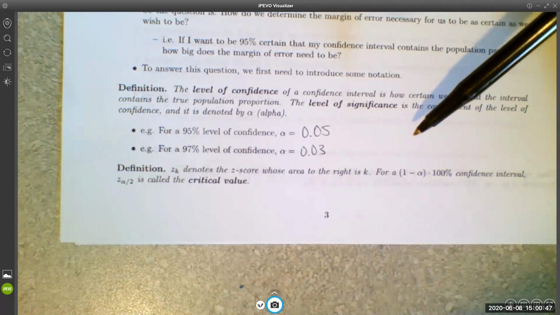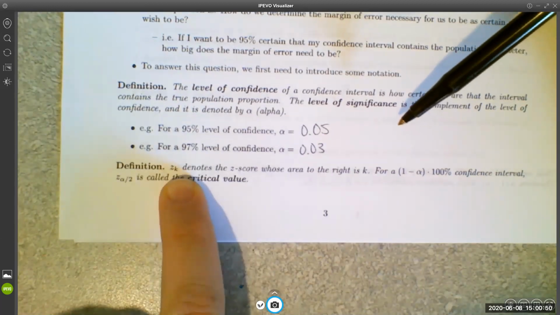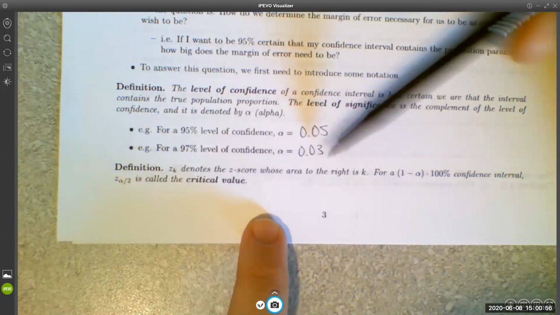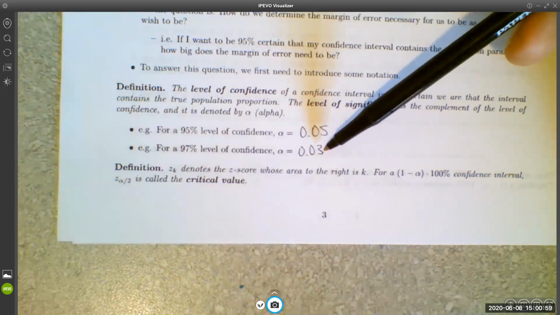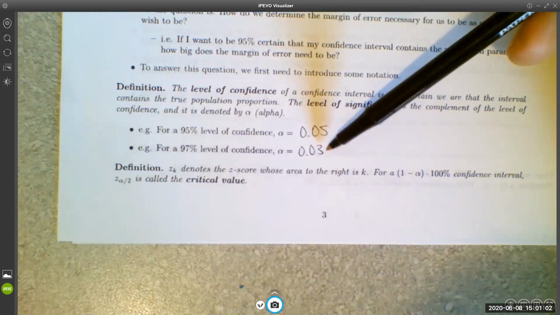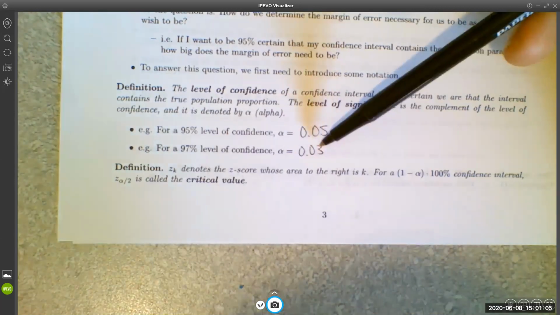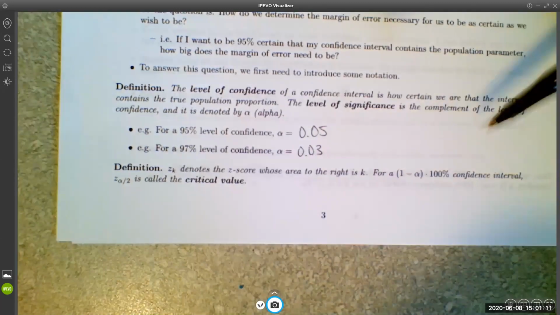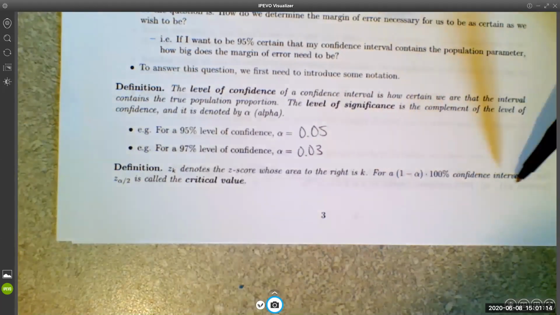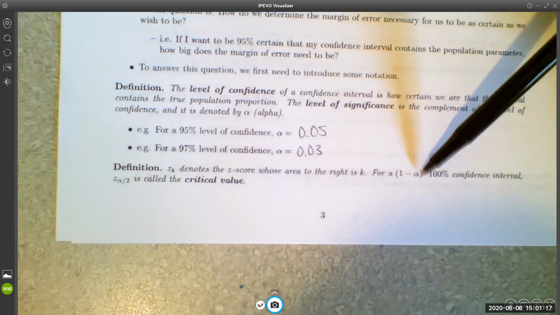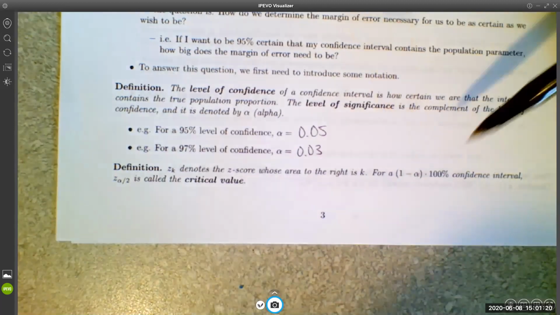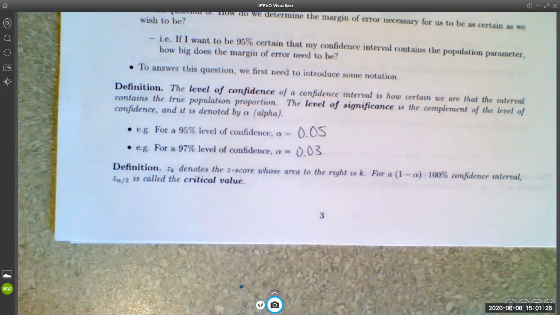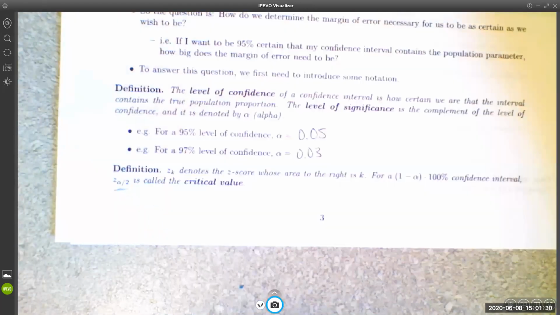You could use the normal calculator to figure out, let's say, z sub 0.03. You would use the normal calculator, change it so that the area is going to the right, and then fill in the area to be 0.03, and the z-score that corresponds to that area is z sub 0.03. That's how that works. Now for a 1 minus alpha times 100% confidence interval, like a 95% confidence interval, alpha would be 0.05. For that level of confidence, z sub alpha over 2 is called the critical value.